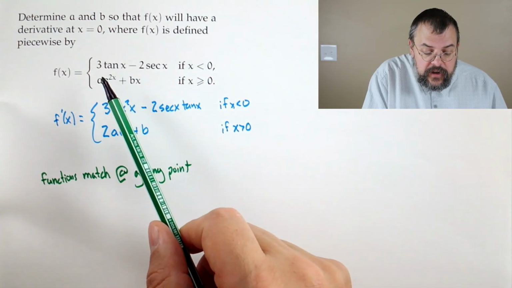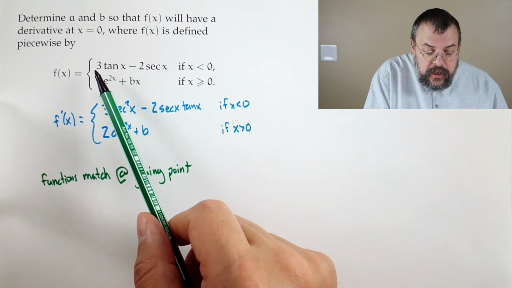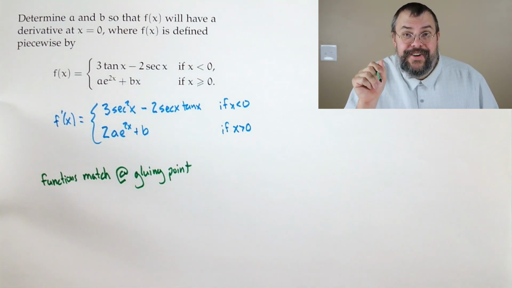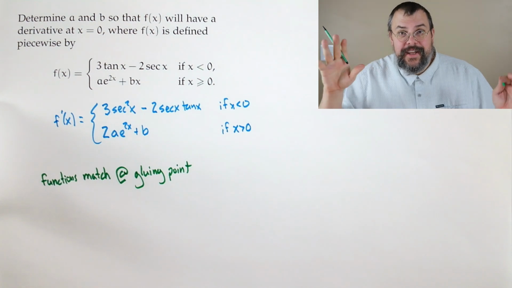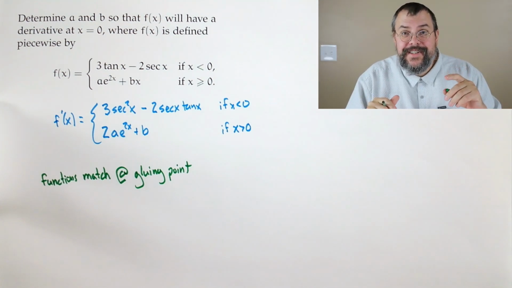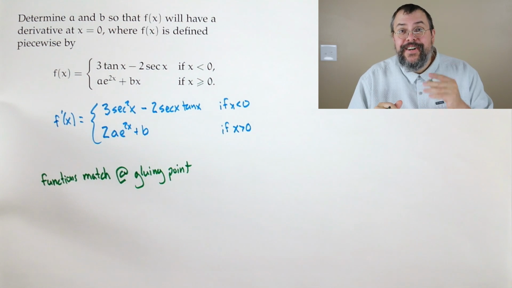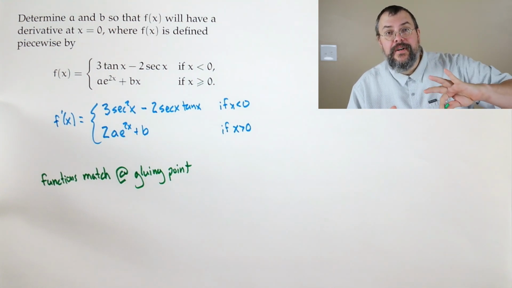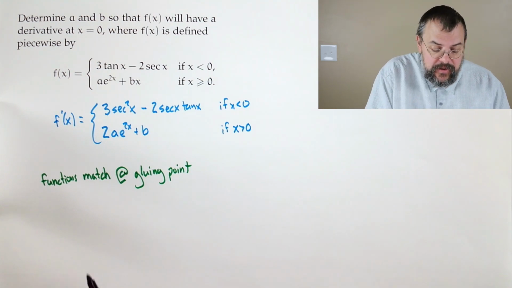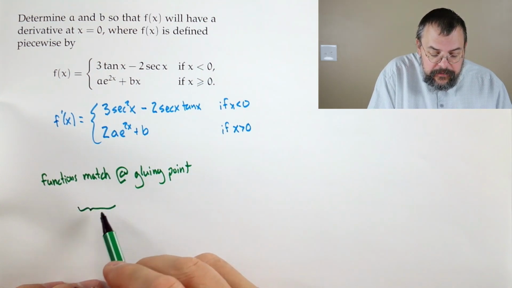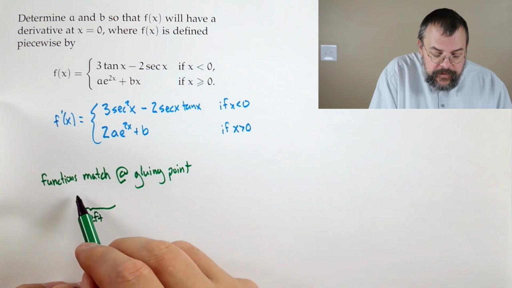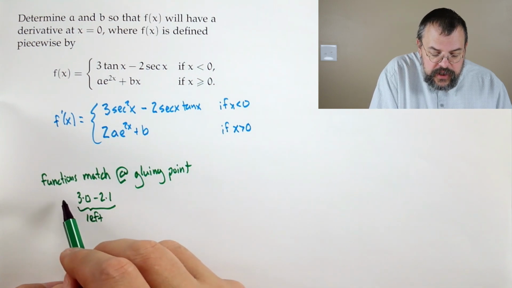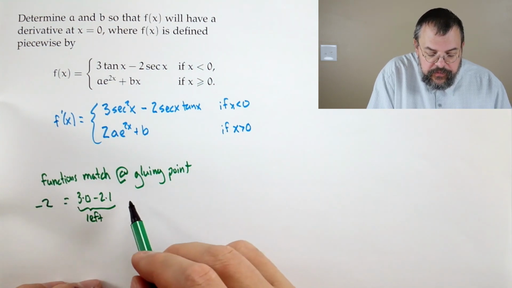When you plug in 0, what do you get? You get 3 times 0 minus 2 times secant of 0. See, tangent of 0 I said was 0, and you're like, yeah. Do you remember what secant of 0 is? How about cosine of 0? That you might know. Cosine of 0 is 1. Secant, you flip it over, so it's still 1. So on the left, we're going to end up with 3 times 0 minus 2 times 1, which is also known as negative 2.